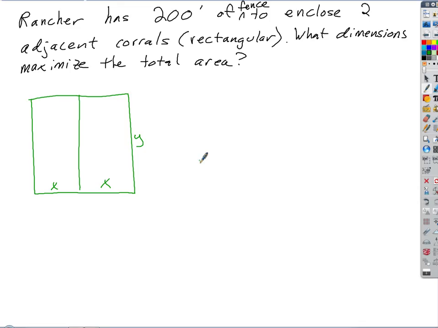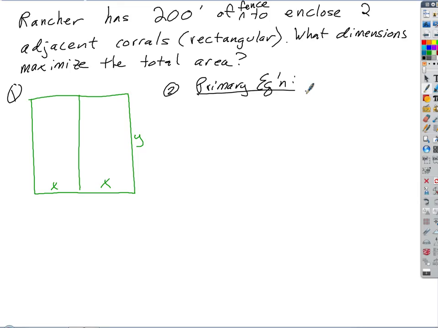So there's step 1. Now step 2. Remember what step 2 is? Create a formula. And what do we call this? Primary equation. Good. So step 1 is the picture, and step 2 is going to be our primary equation, which is always going to be what kind of quantity? The quantity that we're trying to optimize, maximize or minimize. So what is that? Area.